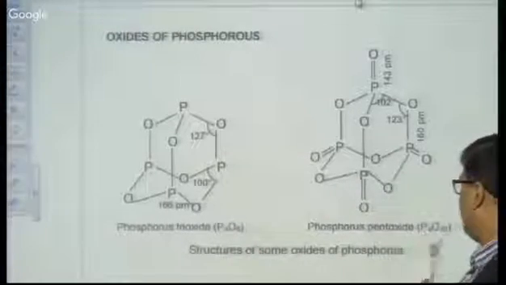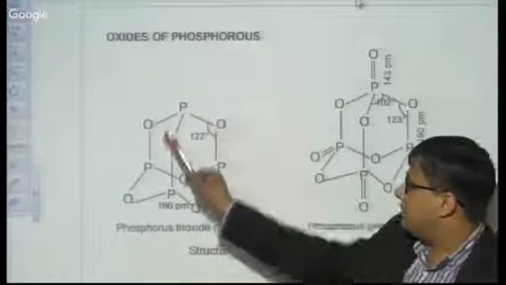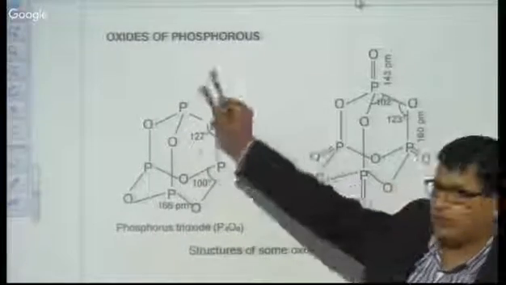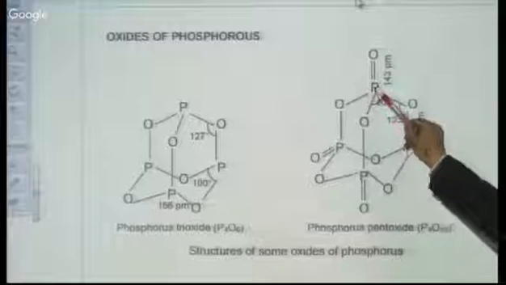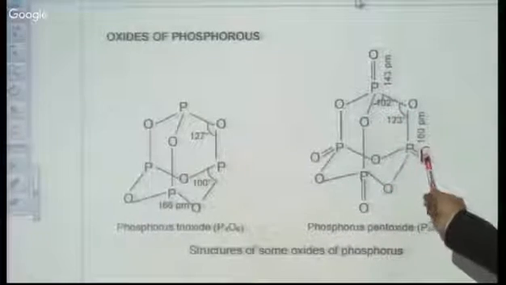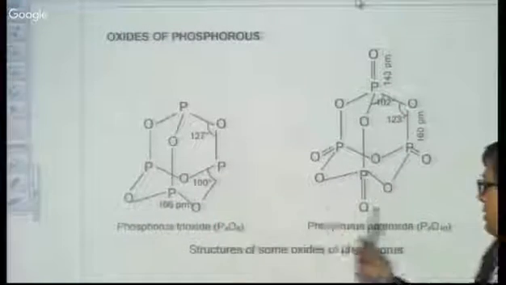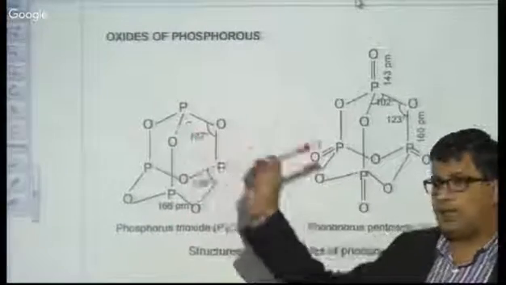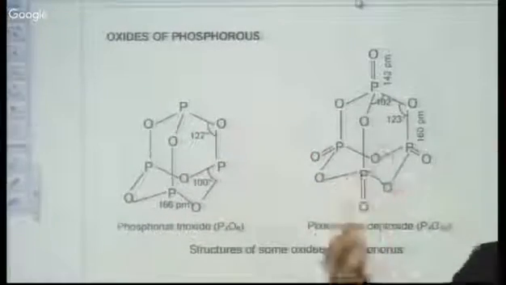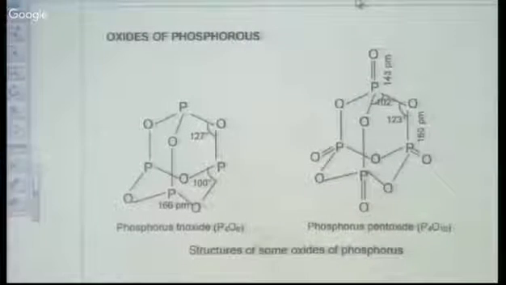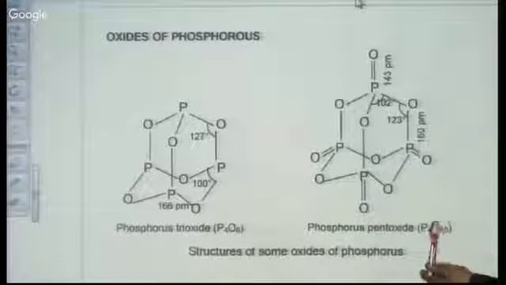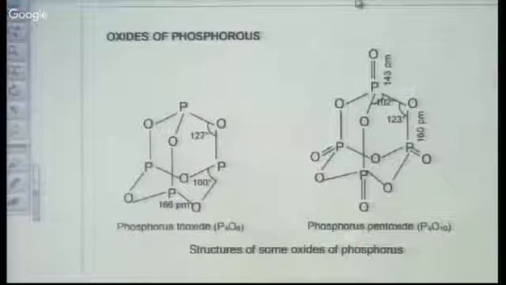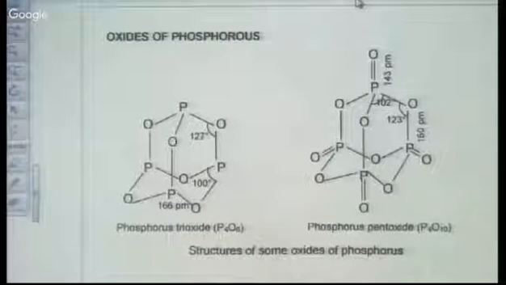And in P4O10, each phosphorus is attached with 3 oxygen. Apart from these 3 oxygen, every phosphorus has one double bond. Both are identical structures, this is P4O10. In P4O10, each phosphorus is attached with 3 oxygen and one double bonded O. Upon hydrolysis, this phosphorus pentaoxide is converted to H3PO4 or H3PO3, depending upon the type of hydrolysis. Clear?